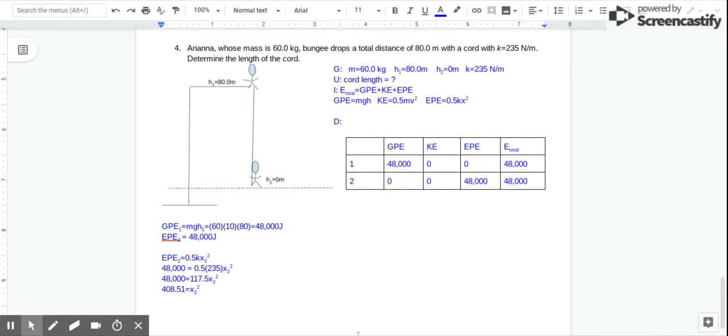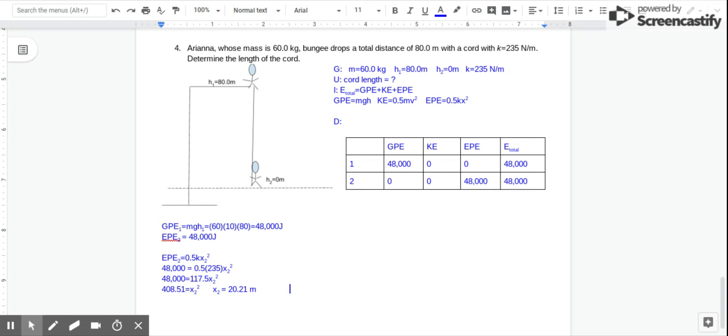Now here's the thing, don't clear your screen, okay? Don't clear that number, just hit square root. If you guys have a graphing calculator, you can hit square root and then answer. So when I square root it, I get 20.21. So I'll put that x2 equals 20.21 meters. Okay, great. We want the length of the cord.